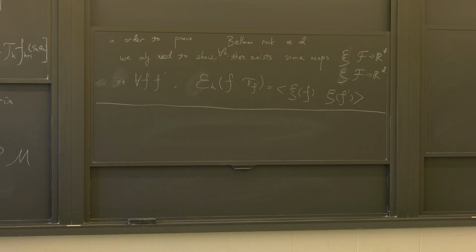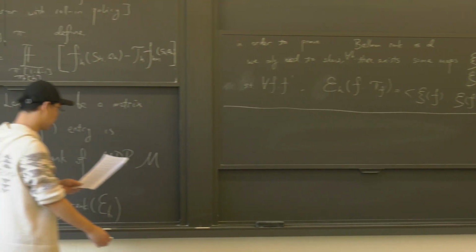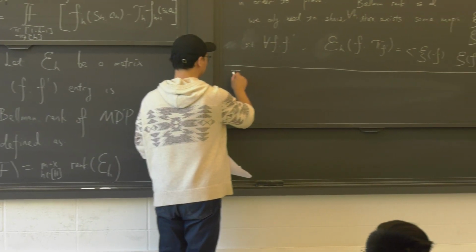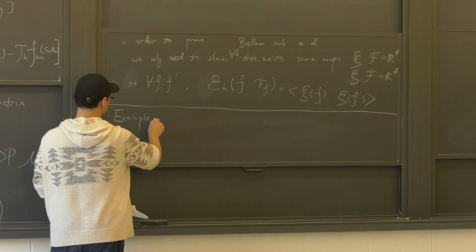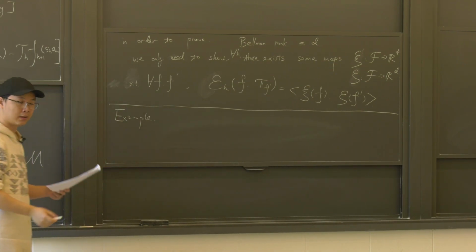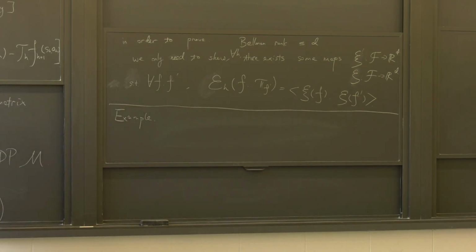Okay, so any questions about the definition of the Bellman rank? I guess we have talked about most of it in the last lecture, and this is mostly just a recap. If no questions, we will talk about some examples.